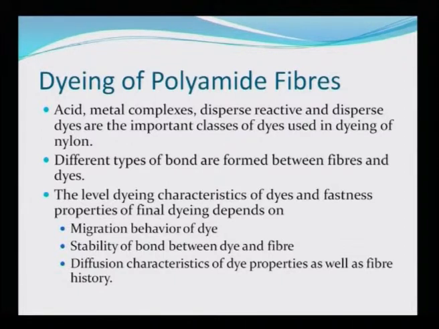Different types of bonds are formed between fiber and dyes. The level dyeing characteristic of dyes and fastness properties of the final dyeing depend on the migration behavior of the dye, stability of the bond between the dye and the fiber, and diffusion characteristic of the dye, as well as fiber history. So, you see these are the three main criteria based on which the fiber will actually take or reject the dye. First is how easily the dye molecule is migrating, so its migrating behavior. How good is the stability of the bond that is forming between the fiber and the dye, because only then the dye adherence will take place.